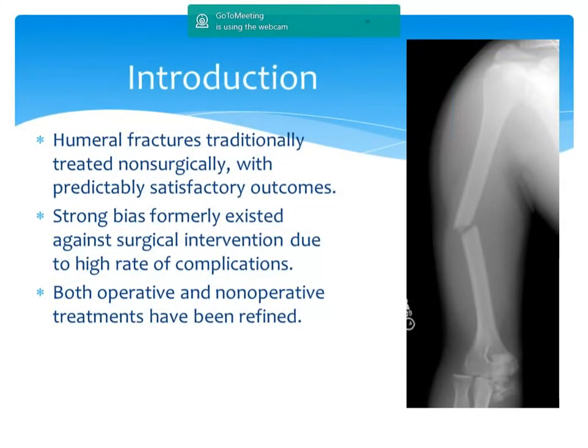An introduction. Coming to humeral fractures, since age old, orthopedicians used to treat them conservatively, meaning non-surgical, with good results also. Nowadays, there are some senior surgeons who treat all mid shaft fractures of the humerus conservatively, because a strong bias formerly existed against surgical intervention. Of course, nowadays in many places, surgical procedure is being followed.